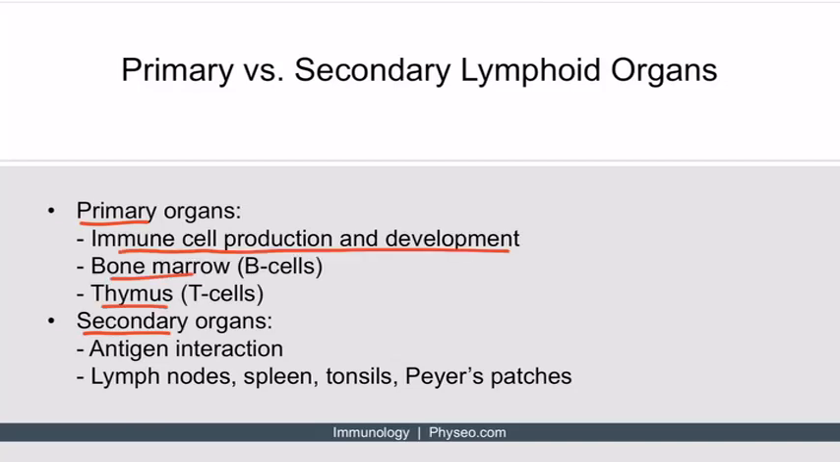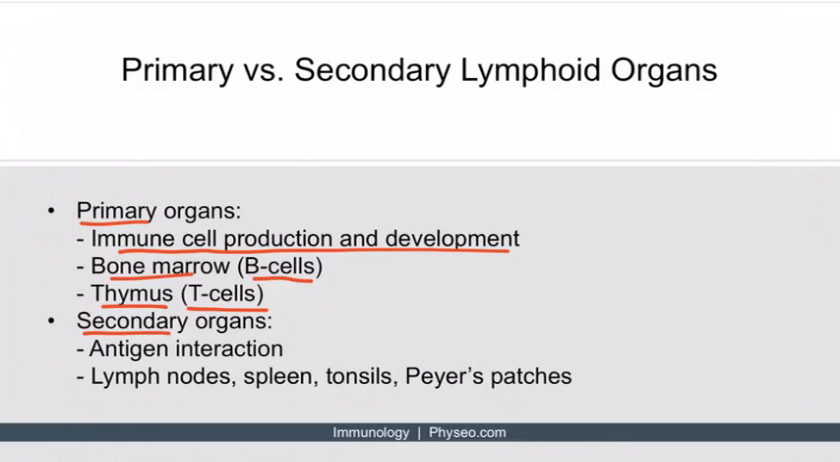Bone marrow is the site for all immune cell production as well as B cell maturation. So when you think of the bone marrow, think of B cells. The thymus is the site for T cell maturation. So T cells. These two structures should be easy enough to remember, B for bone marrow and B cells, and T for thymus and T cells.